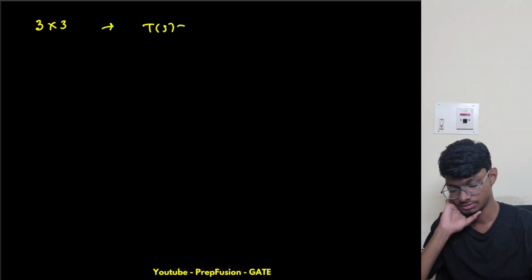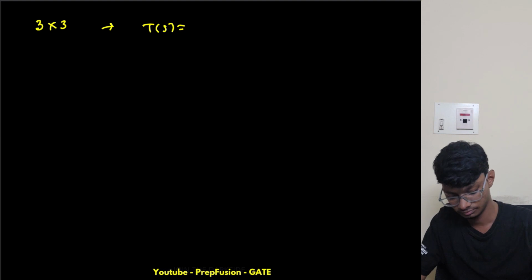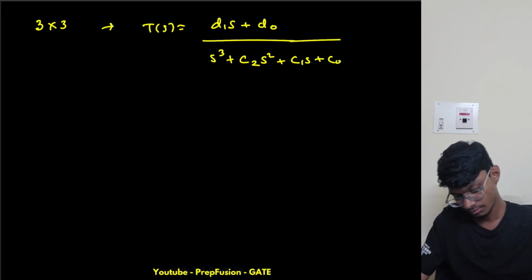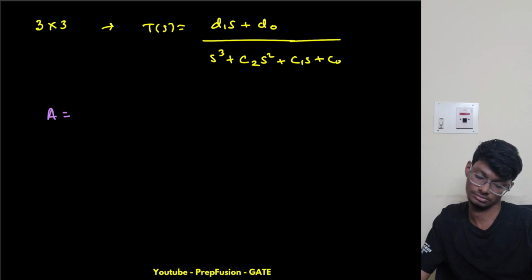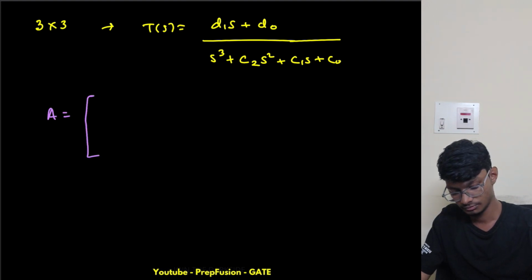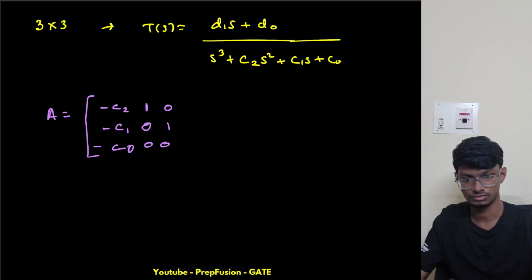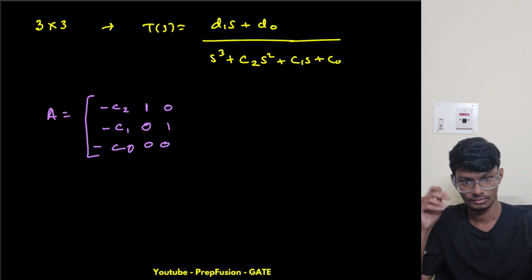So my T of s equals to, let's say, d1s plus d0 over s cube plus c2s square plus c1s plus c0. So what does my A matrix become? So my A matrix, right, it will simply become all these coefficients: minus c2, minus c1, minus c0, this will be 1, this will be 0, this will be 0, this will be 1, this will be 0 0. Okay, so yeah, that's how this matrix will become, right?